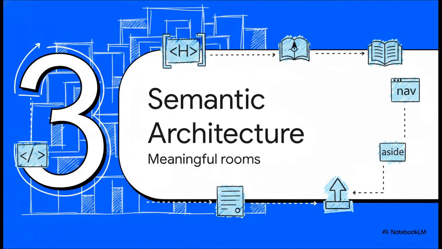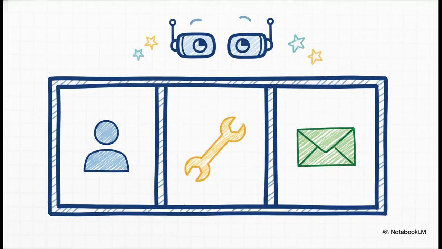All right, Section 3, Building Semantic Architecture. Let's talk about creating meaningful rooms. Thank goodness we are moving away from the era of endless div soup. The section element allows us to create distinct thematic groupings. When you group your intro, your services, or your contact info this way, you're feeding search engines a highly digestible, perfectly organized map of your page's structural intent.